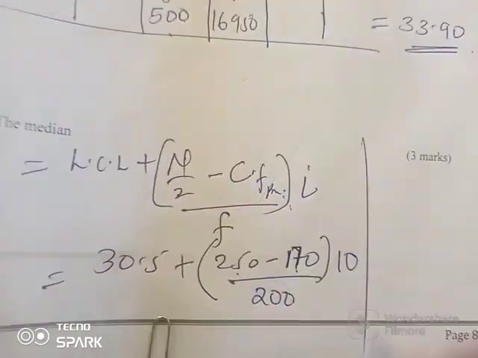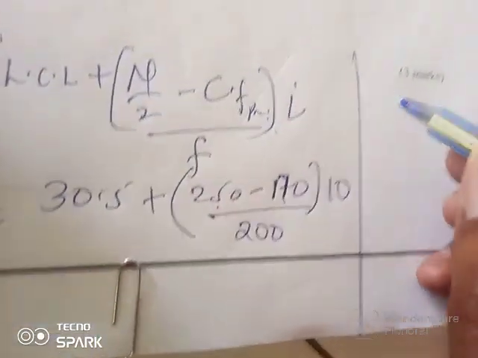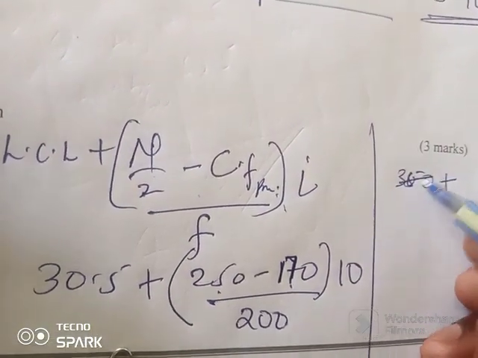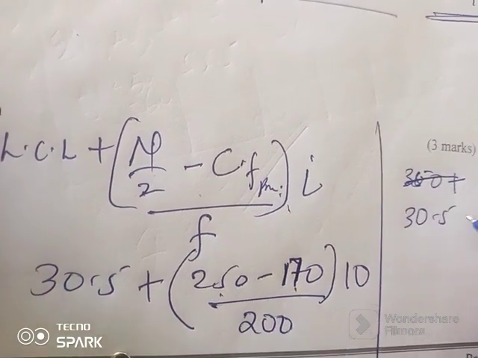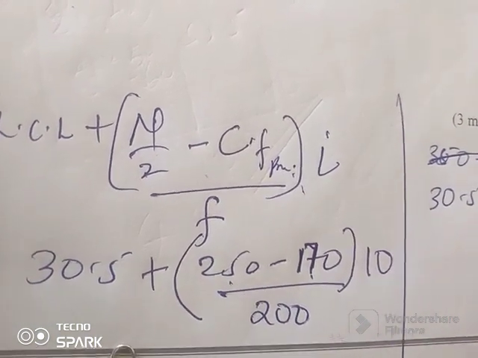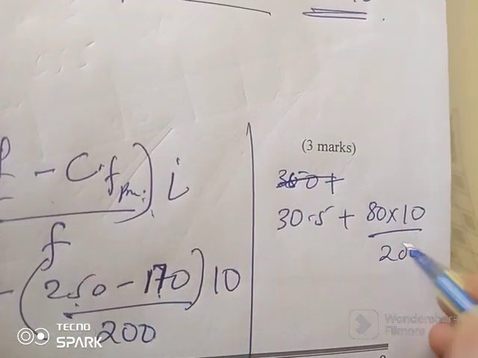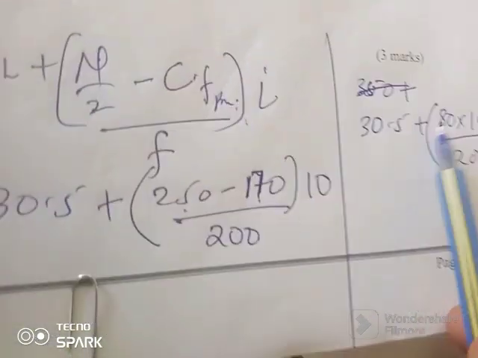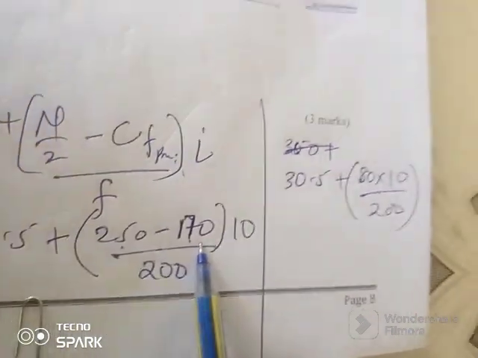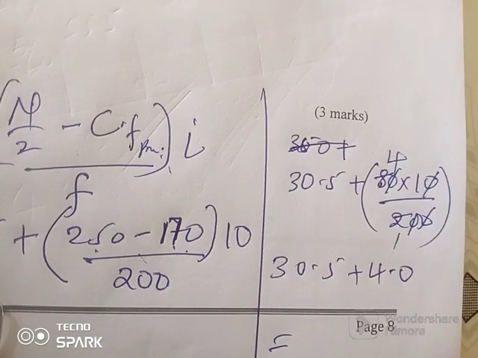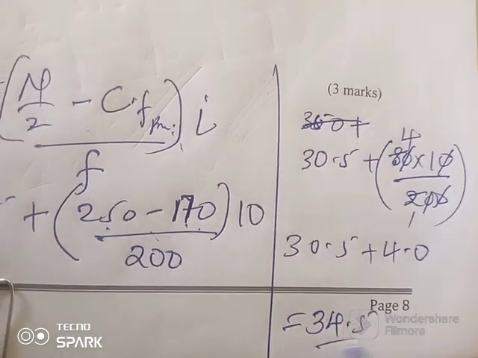So minusing the bracket, guys. So we shall have here 30.5 plus 80 times 10 all over 200. Of course, 80 came from 250 minus 170. So solving, the bracket gives us a 4. So 30.5 plus 4.0 is purely 34.5.